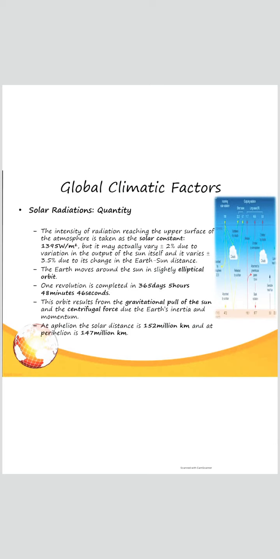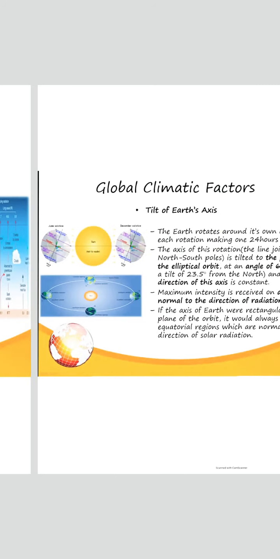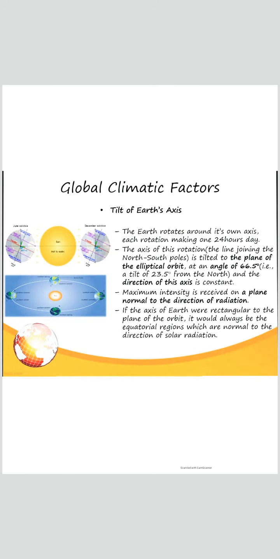Earth moves around the sun in a slightly elliptical orbit, and one revolution is completed in 365 days, 5 hours, 48 minutes, 46 seconds. This orbit results from the gravitational pull of the sun and the centrifugal force due to the Earth's inertia and momentum. At aphelion, the solar distance is 152 million kilometers, and at the perihelion it is 147 million kilometers. Next is the tilt of Earth's axis.